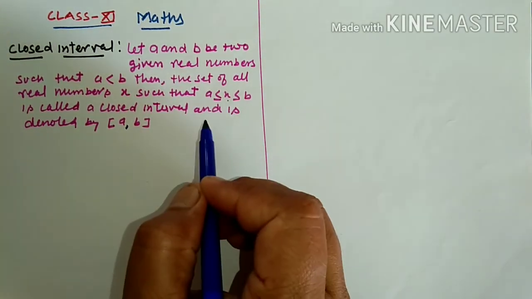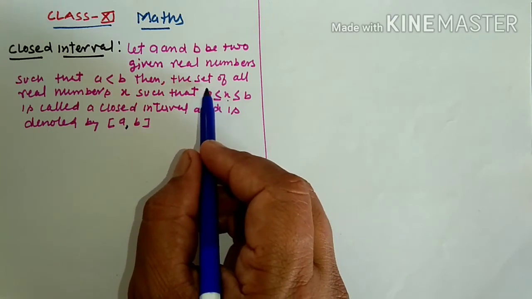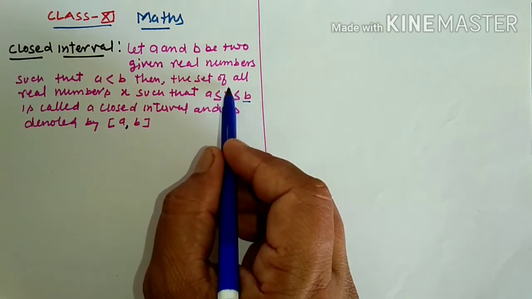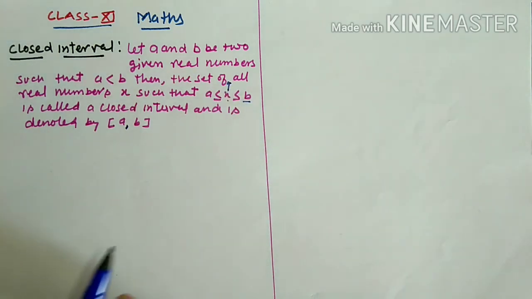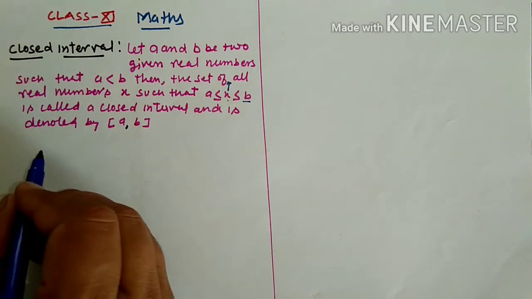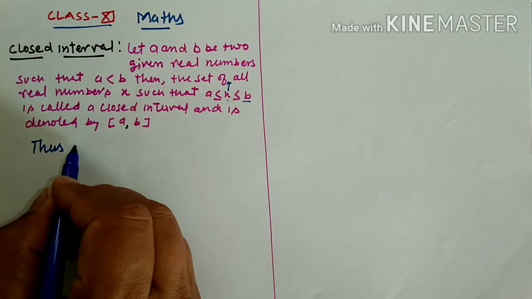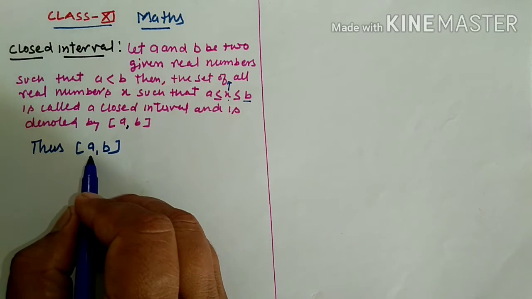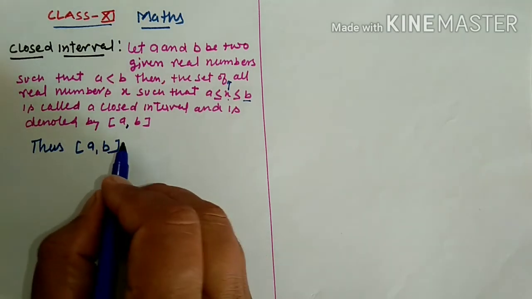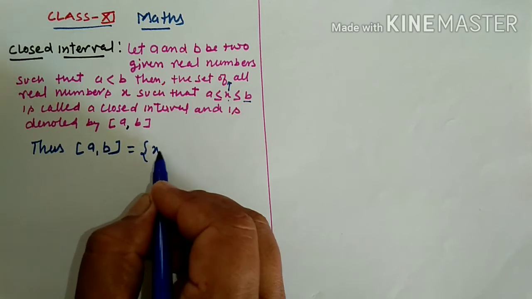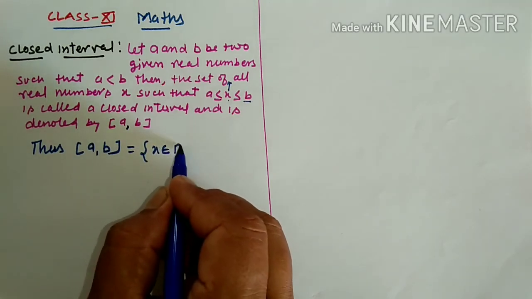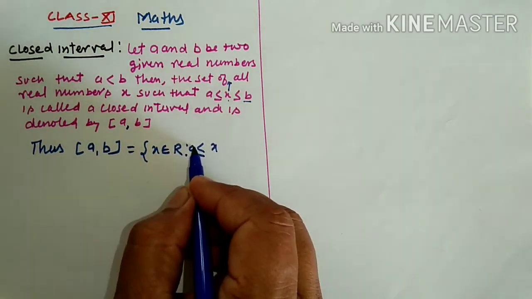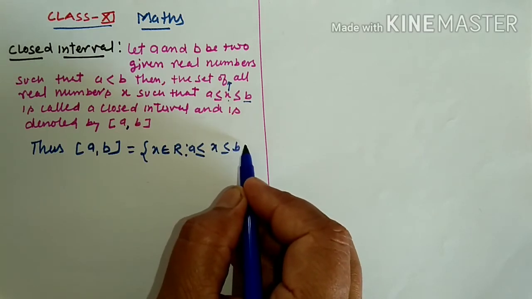So we have X. A is any real number and B is another real number. So X is any variable between them. So we can write it thus. If you will find somewhere written as square bracket A comma B square bracket, it means what? X is any number which belongs to real number set and X is greater than equal to A but less than equal to B. Clear?